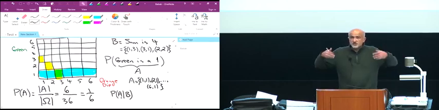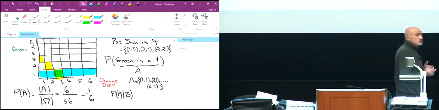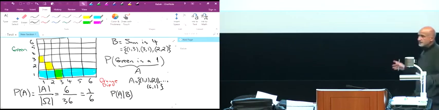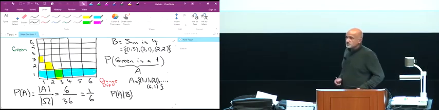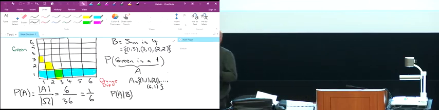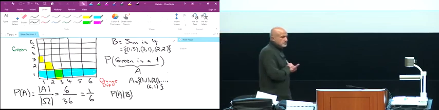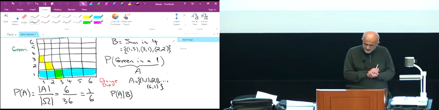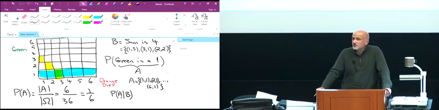The moment I give you this partial information, your universe of possibilities changes. You have a new sample space. We call it a conditional sample space. All the laws and axioms of sample spaces apply here. The only thing you have to do is renormalize everything so everything adds up to 1.